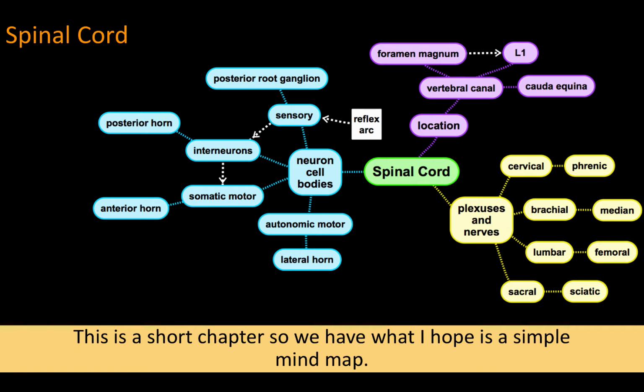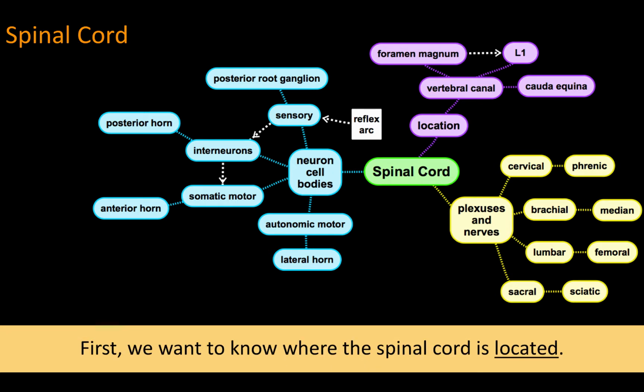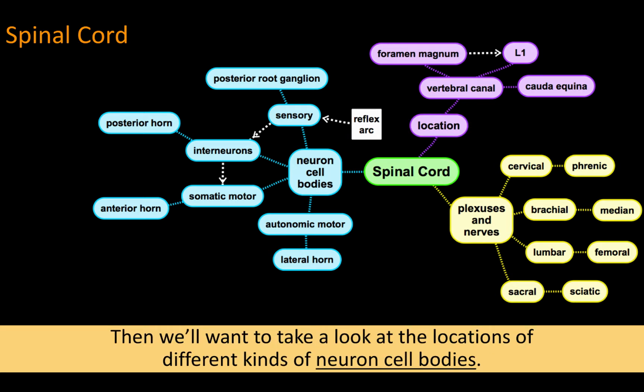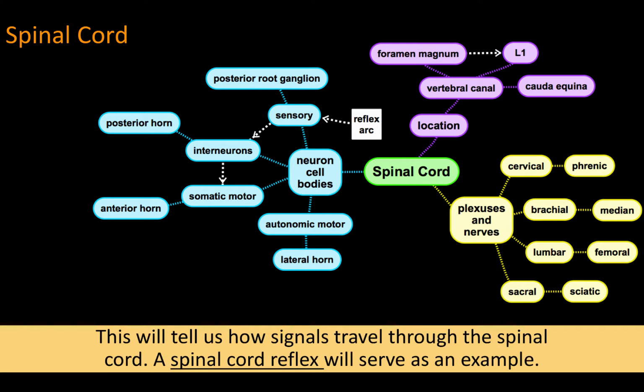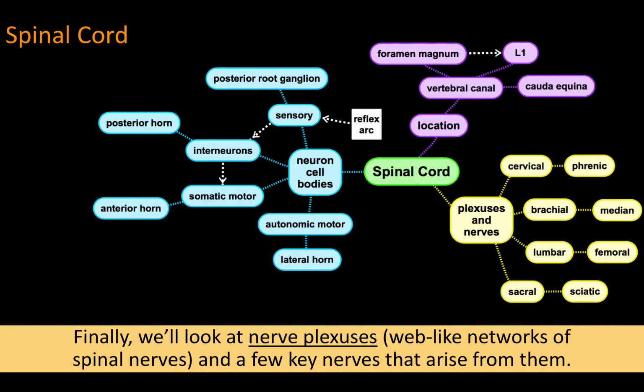This is a short chapter, so we have what I hope is a simple mind map. First, we want to know where the spinal cord is located. Then we'll want to take a look at the locations of different kinds of neuron cell bodies. This will tell us how signals travel through the spinal cord. A spinal cord reflex will serve as an example. Finally, we'll look at nerve plexuses, web-like networks of spinal nerves, and a few key nerves that arise from them.